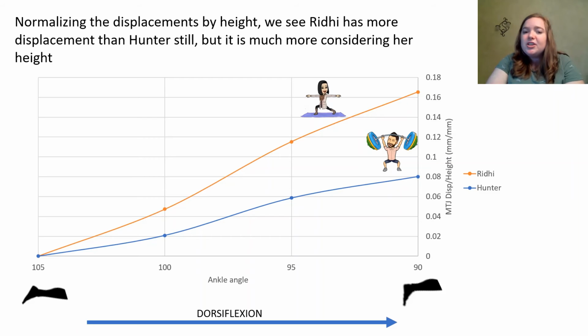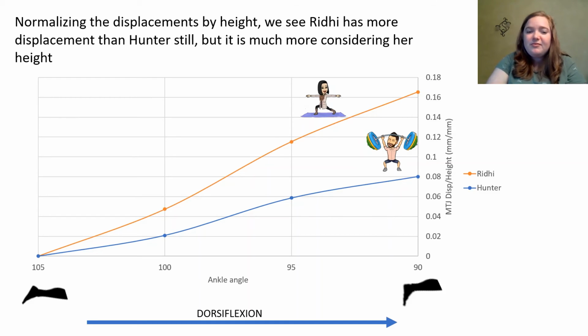But we wanted to really look at how the height affected it. So we normalized these measurements by the height, and we can see that Riddy had an even greater percentage of her height displacement compared to Hunter, meaning that she still has so much more displacement than Hunter, which really comes back to the activities that she's doing, her dancing and her yoga.